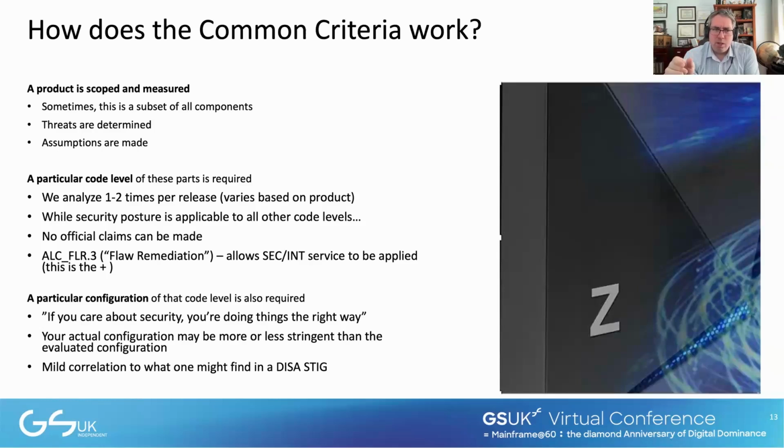With an exception: that plus. Sometimes we tack on a few extra things onto the evaluation. One of those is usually something called flaw remediation. So if your evaluated version of z/OS, for example, and not that this ever happens, but if the worst should happen and we have to issue a second APAR, you could apply that service to z/OS without invalidating the security target that you've installed. Which is all well and good.